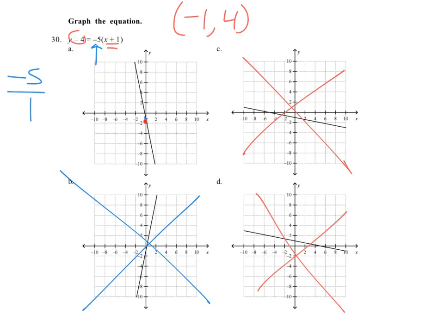Drop 5 units, we go 1, 2, 3, 4, 5. That's the rise of -5, and the run of 1, boom, puts us right back on the line. Must be it. So we're feeling pretty confident that the answer is A.